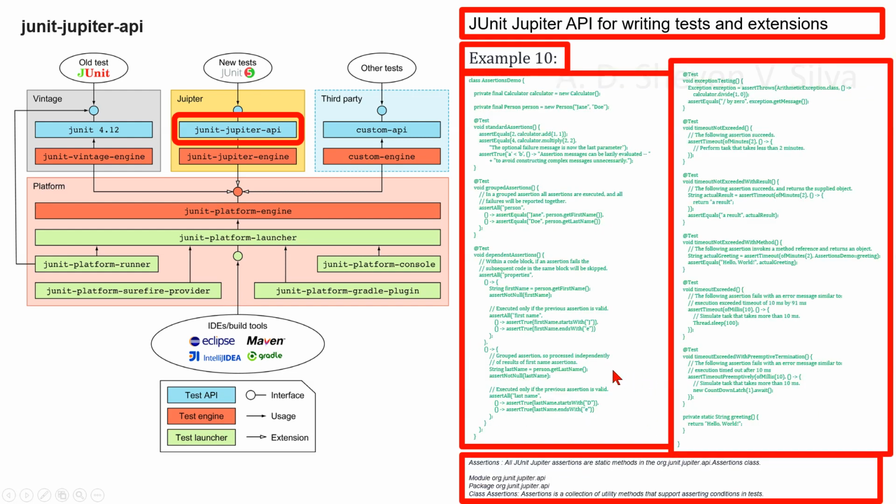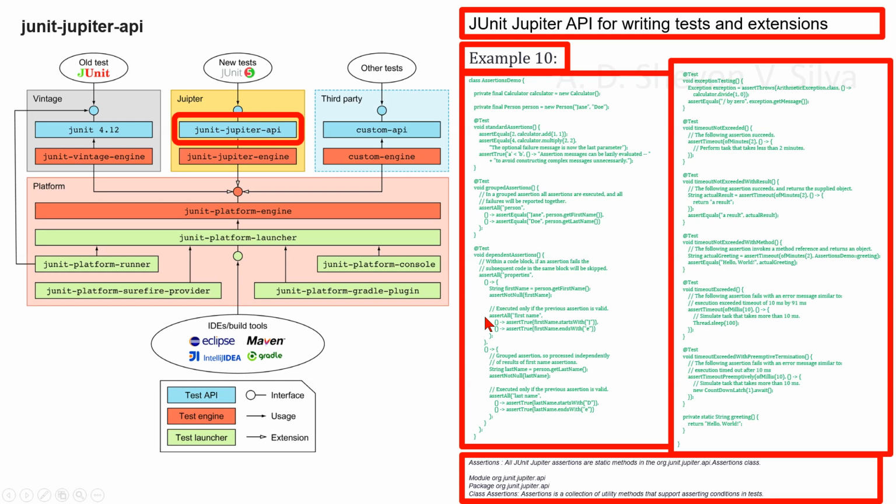Here we are considering assertions. All JUnit assertions are static methods in the org.junit.jupiter.api.Assertions class. The class Assertions in package org.junit.jupiter.api, in module org.junit.jupiter.api. Assertions is a collection of utility methods that support asserting conditions in tests.